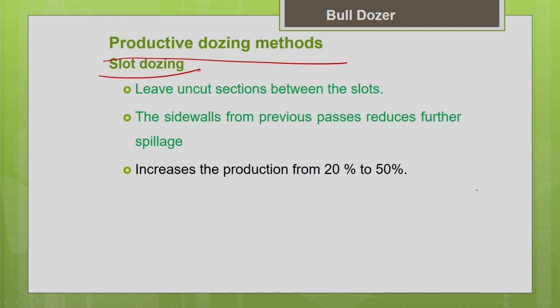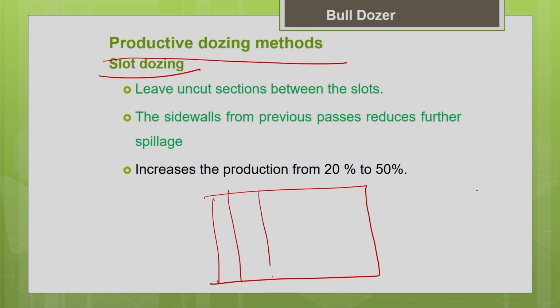So how do we carry out slot dozing? You have to divide the area where you are going to do the dozing operation into many parallel cuts. If you have a larger area, it is easy to implement this method. Divide your area into parallel cuts and allow the bulldozer to move through alternate cuts first.